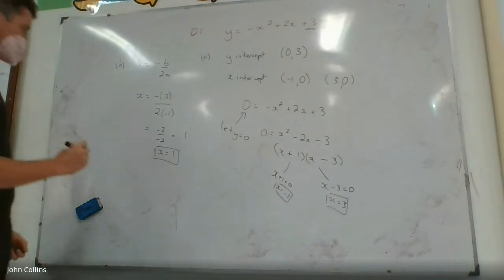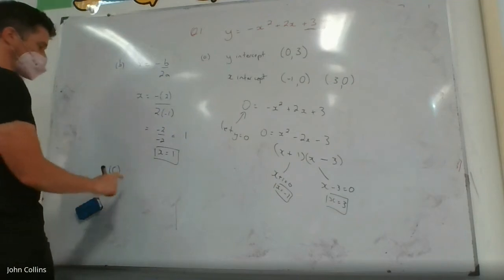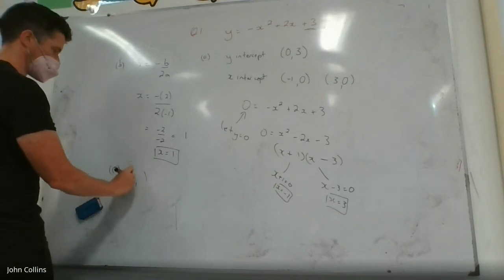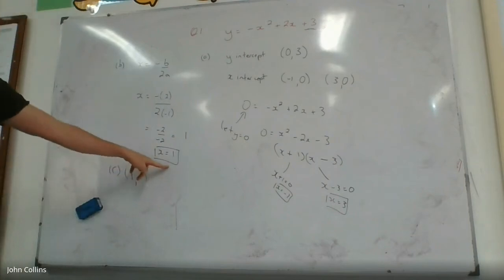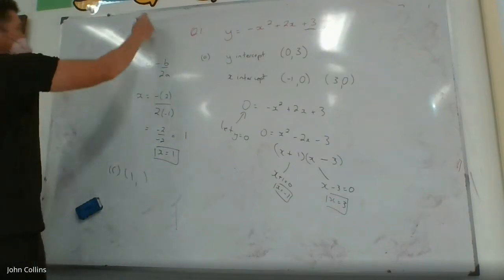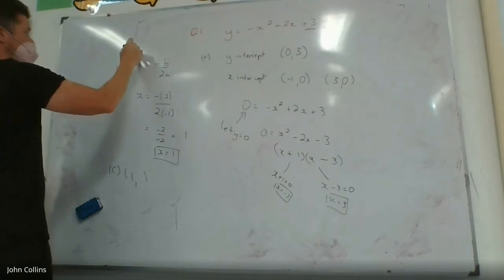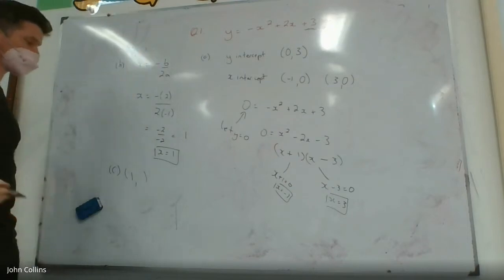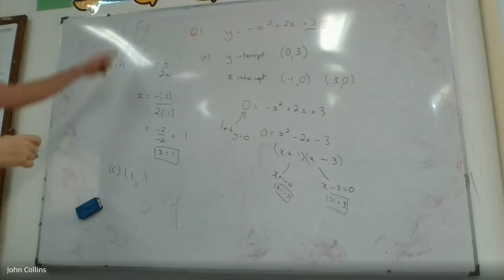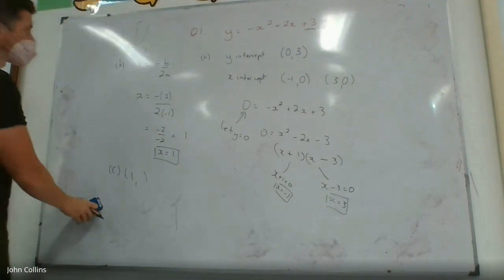Okay, part C then. Find the coordinates of the vertex. Well, I already know half of the vertex from here. So I know the line that goes through it. This one, x equals 1. That means this point down here must contain 1 something. Just need to know something. Or actually, in this graph, it's going to be an n-shaped graph.